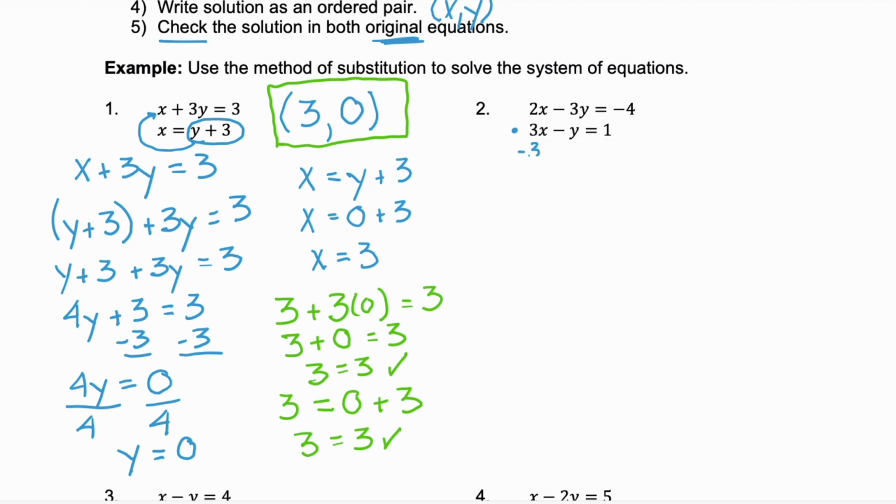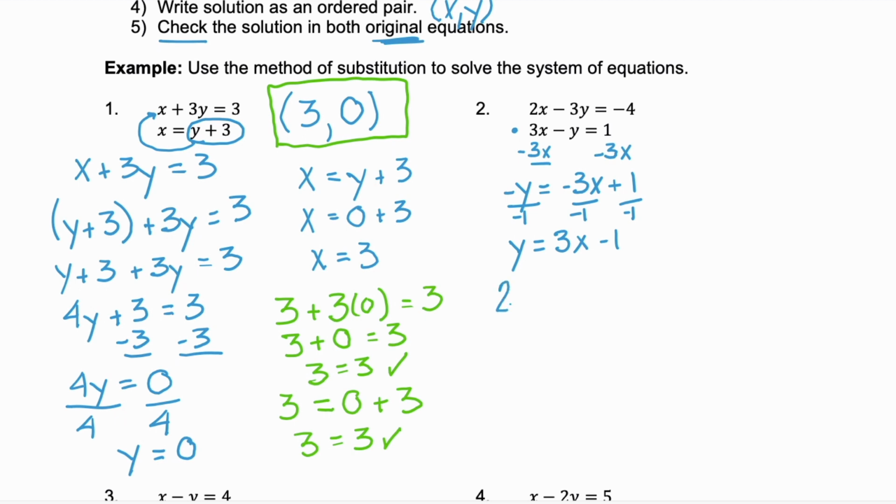So first step, we're going to subtract 3x from both sides. And then that'll bring us to negative y equals negative 3x plus 1. Now to get just a positive y, we have to divide all of those terms by negative 1. And that'll give us the equation y equals 3x minus 1. Now that we've completed step 1 and solved that second equation for the variable y, we can substitute this new equation into that first equation for y.